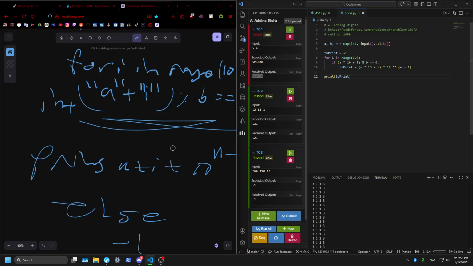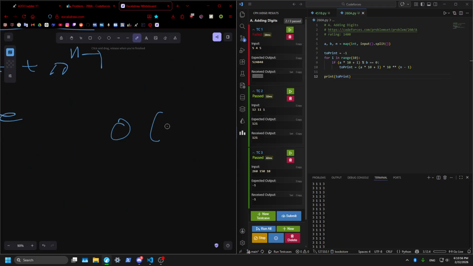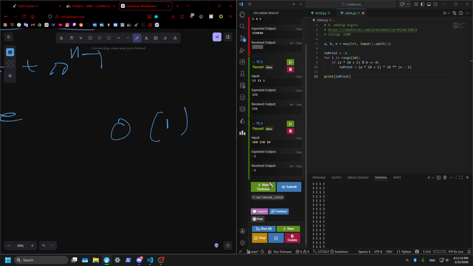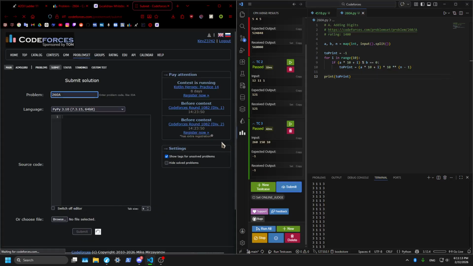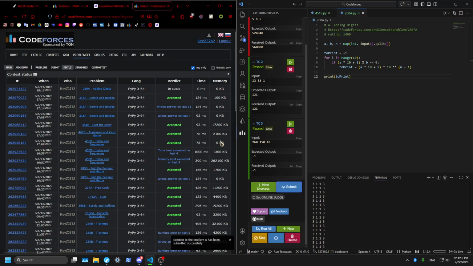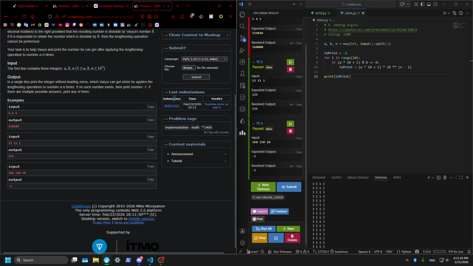Version 121. So now this becomes O of 1. That's genius. Submit it. Come on. Runtime error. God damn it.